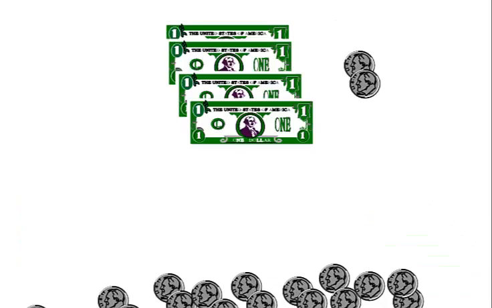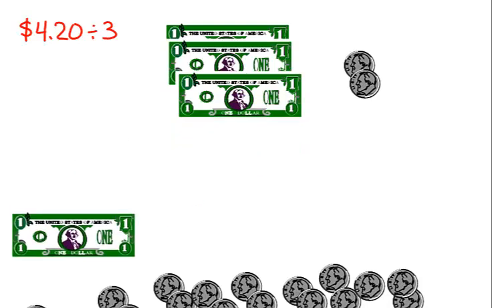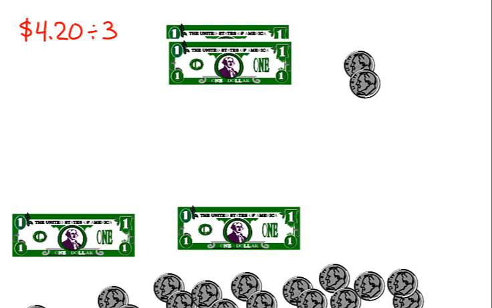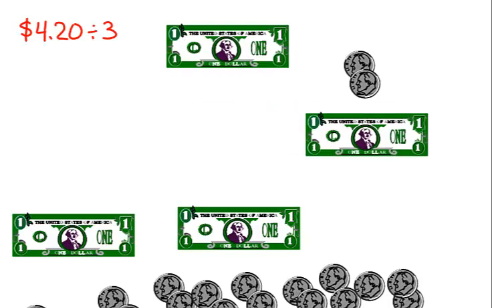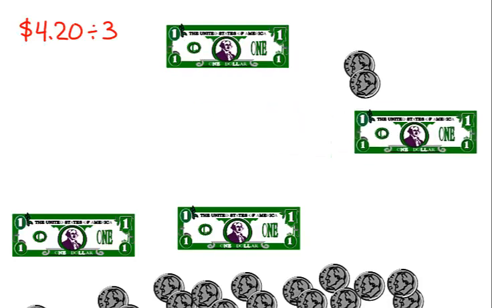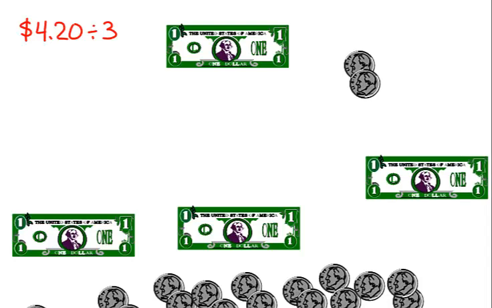Maybe I wanted to divide it into three groups. So I start out with $4.20 again, and I'm going to divide it into three groups. So one person gets $1, the second person gets another dollar, the third person gets another dollar. Move this here. I have $1.20 left. I can't really break up the dollar. I can't cut it up. It's not worth anything then. I guess maybe I should take it to the bank.